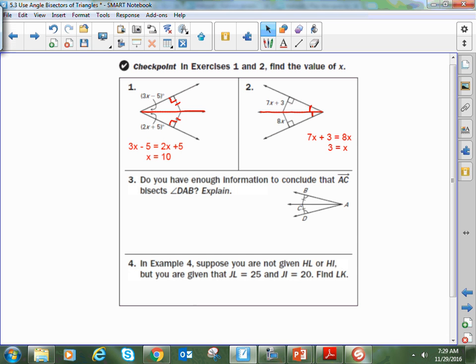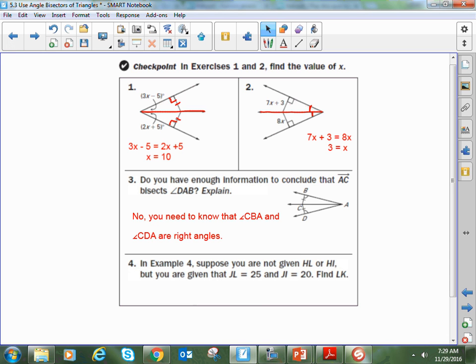So now here in problem 3, do you have enough information to conclude that AC bisects angle DAB? Now, quite frankly, I would accept both answers of either yes or no, depending on what your explanation was. So here's the answer that I put based on what we saw earlier.